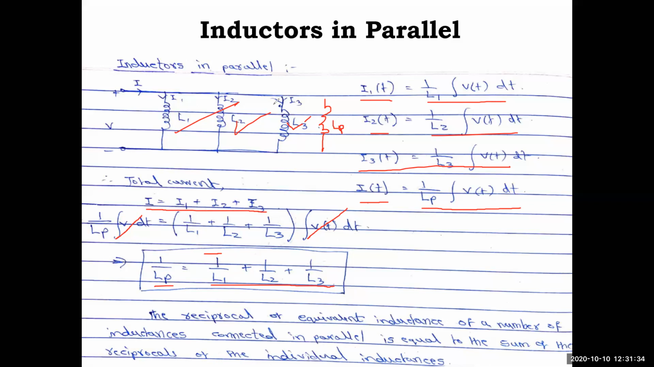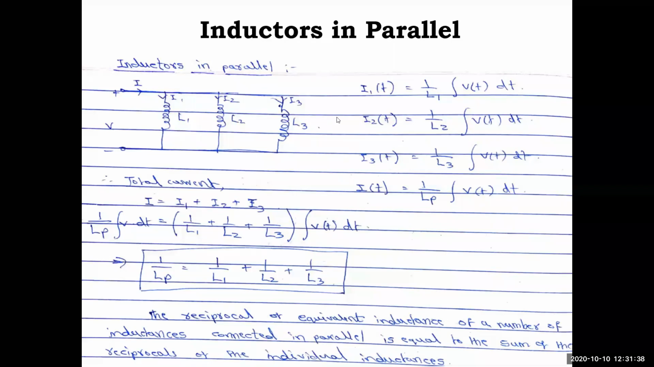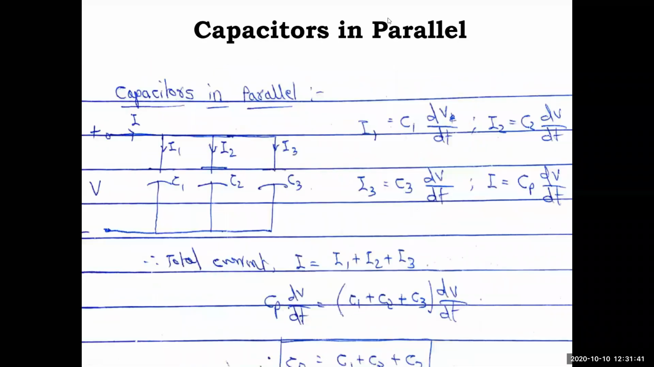Finally, we'll see capacitors in parallel. So what is the equation? Again, three capacitors are connected here, C1, C2 and C3. The voltage across all three elements is the same, V, and the current through each branch is I1, I2, I3. The only thing required here is the equation. The current equation in terms of capacitor is I1 equal to C1 into dV by dt. Voltage is constant. I2 is equal to C2 into dV by dt. I3 is equal to C3 into dV by dt.